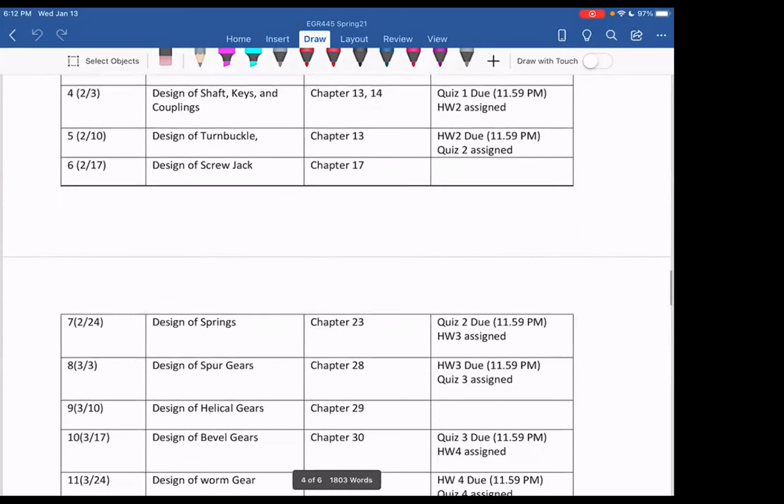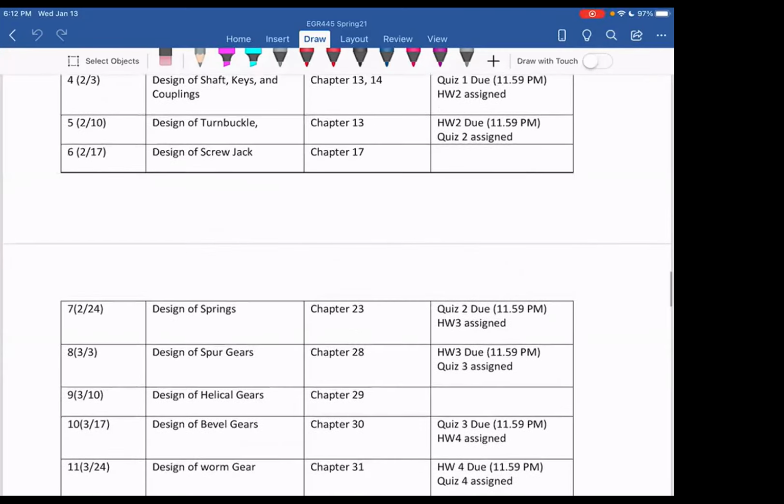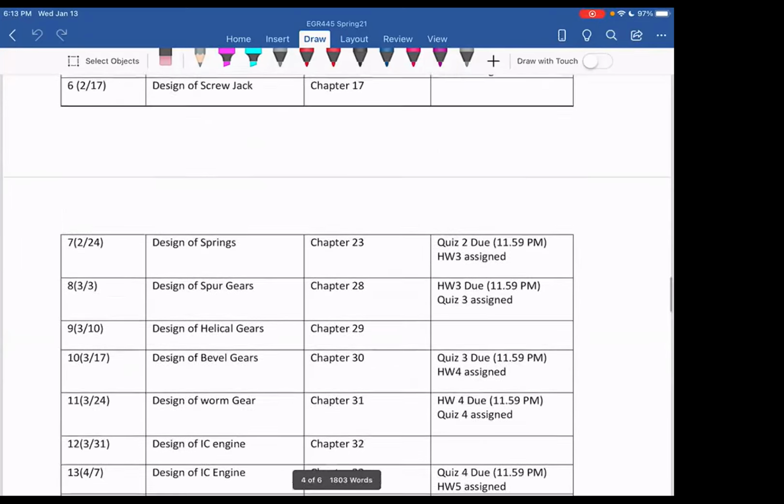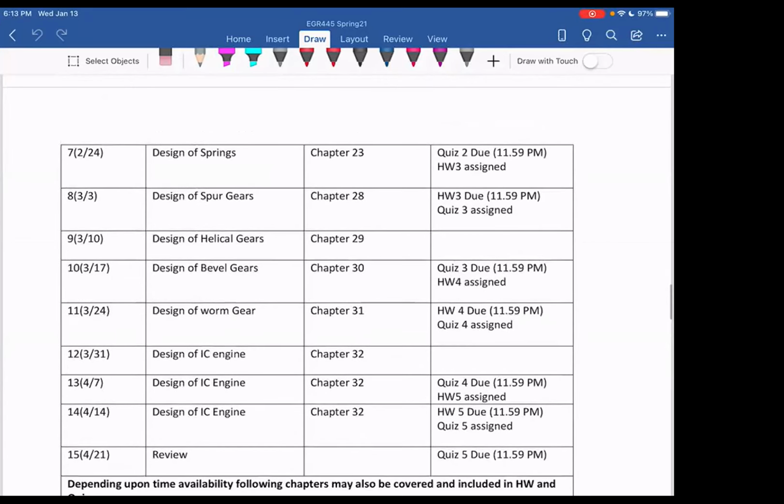Then we will look at design of springs, design of spur gear. Yeah, I would talk about the formatting requirement in just a second. Design of spur gears, design of helical gears, design of bevel gears, design of worm gear, and the last 3 to 4 lessons will be devoted to design of internal combustion engine.